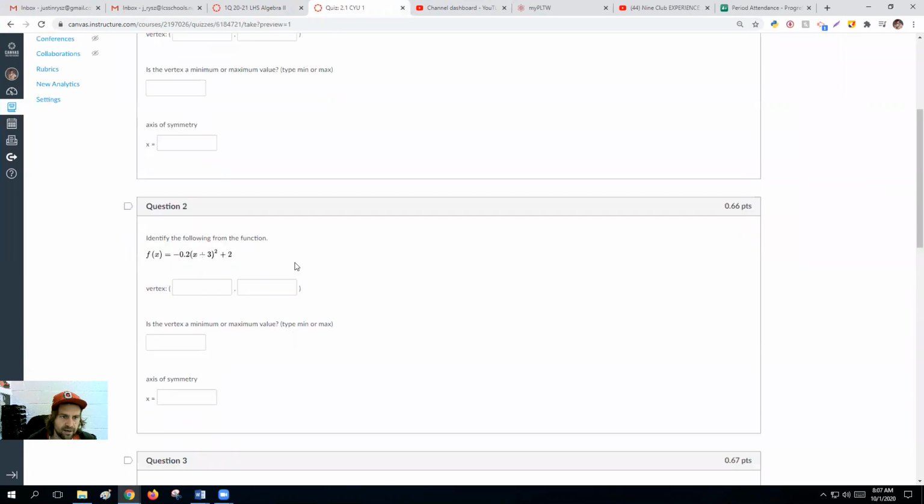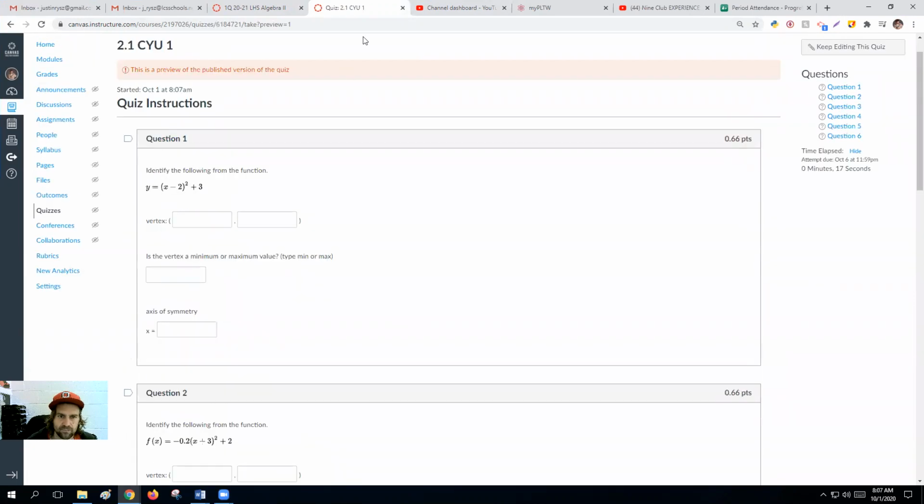So let's just go ahead and do the first one. All right, so we look at these, our a number is 1, h is 2, and k is 3. So this vertex would be at the point (2, 3). Is that vertex a min or a max? Well, a is positive, because it's technically positive 1 here. If it's ever positive, it is a min. And our axis of symmetry is x equals whatever our h number is, 2. So that should help you guys out with those types of problems.